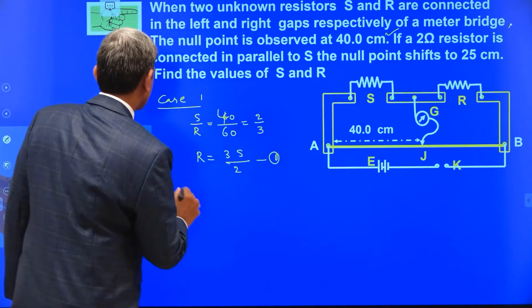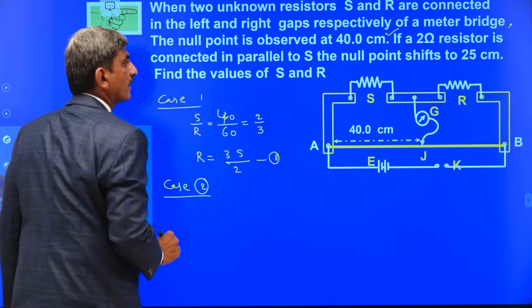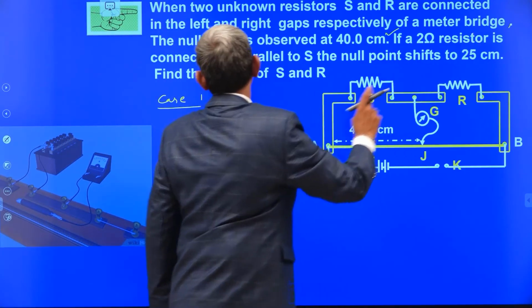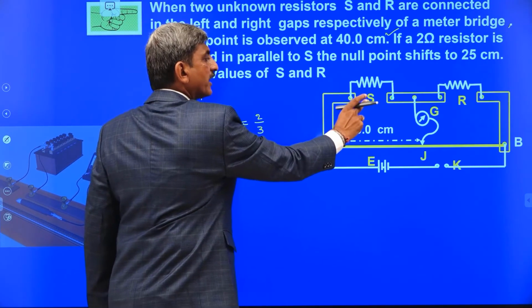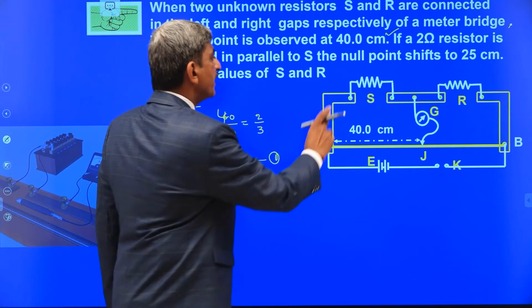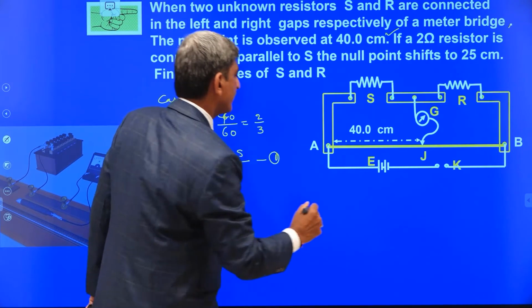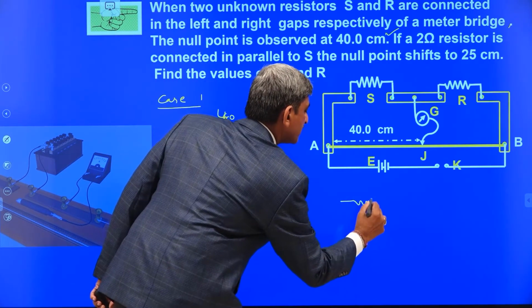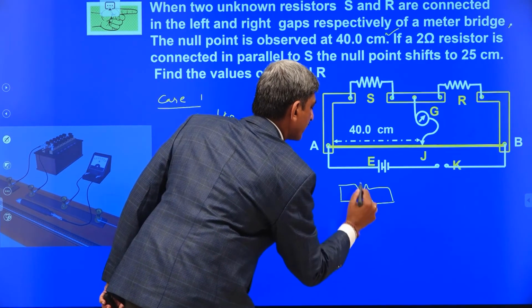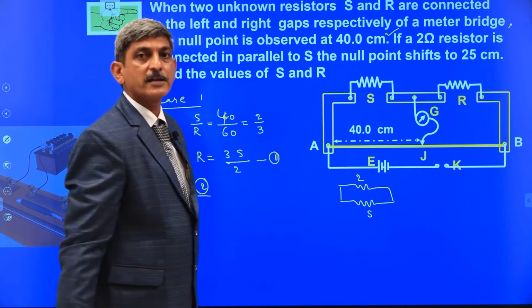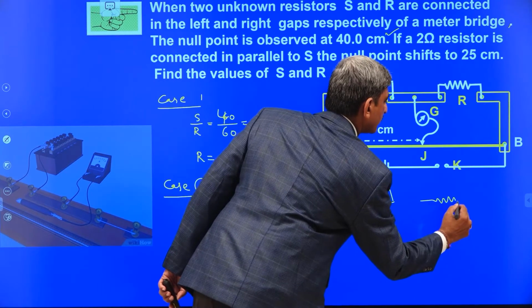In the case 2, what is given? A 2 ohm resistor is connected in parallel to S. In the case 1, there is only one resistor S in the left gap, whereas in addition to the S, a 2 ohm resistor is connected in parallel to the S. That means now the resistors in the left gap become S and 2 ohms in parallel to one another, whereas there is no change in the resistor in the right gap, that is R.